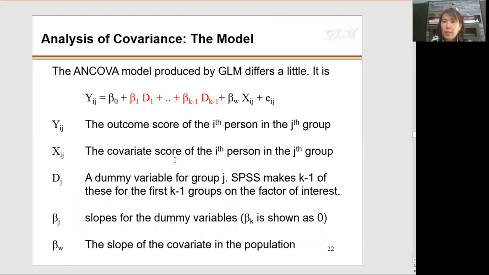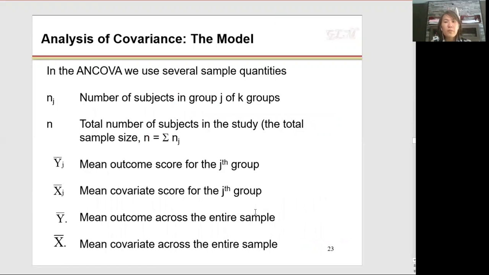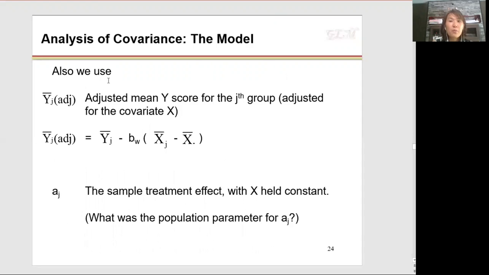If you have any questions, just email me, okay? Dummy variable for group J. So you can read this. Also, we use Y bar, adjusted mean Y. So that's what we try to get by using the ANCOVA model. Mathematically speaking, adjusted mean is this. So this is the naive mean, and then you have to subtract the covariate portion. Then you will have the adjusted mean.